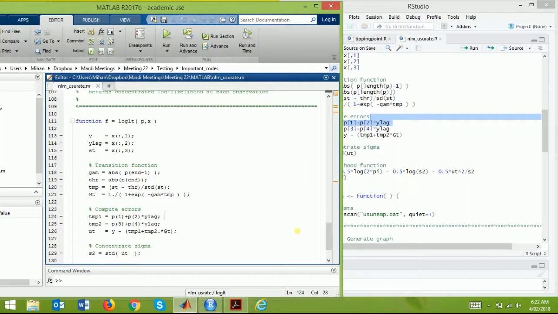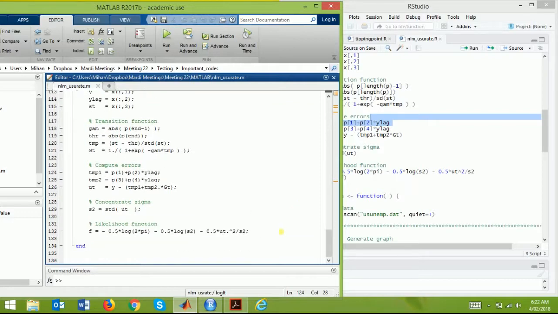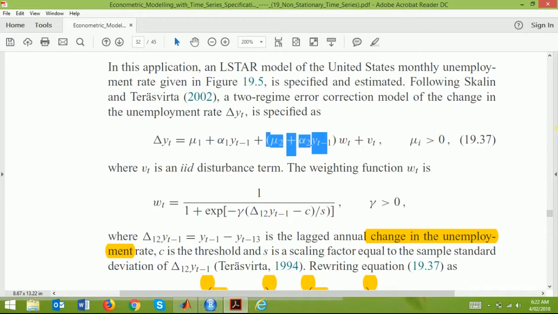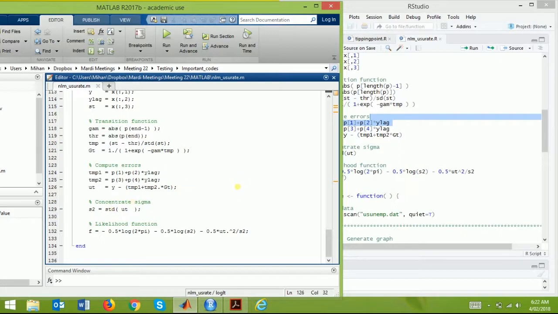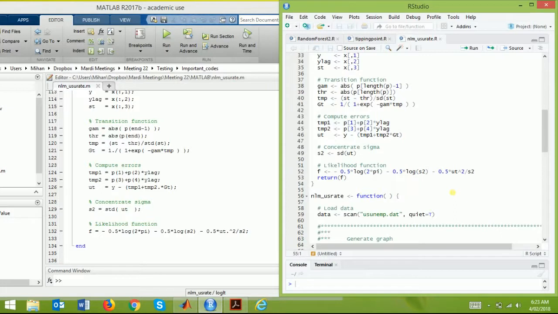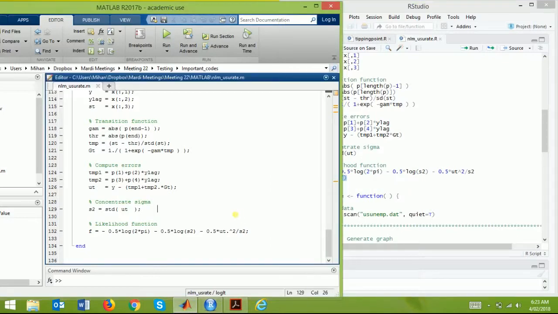So we represent the equation in terms of the residuals or the errors for the first element and for the second element: the first equation and the second equation, the two regimes. We represent the two regimes and complete our estimation with the completed GT. Concentrate sigma. The sigma is simply the standard deviation of the complete residual, and the log likelihood function is as it is, with no change: u square divided by sigma square given u. And the system will return f, or return minus mean f, which would be easier to do.